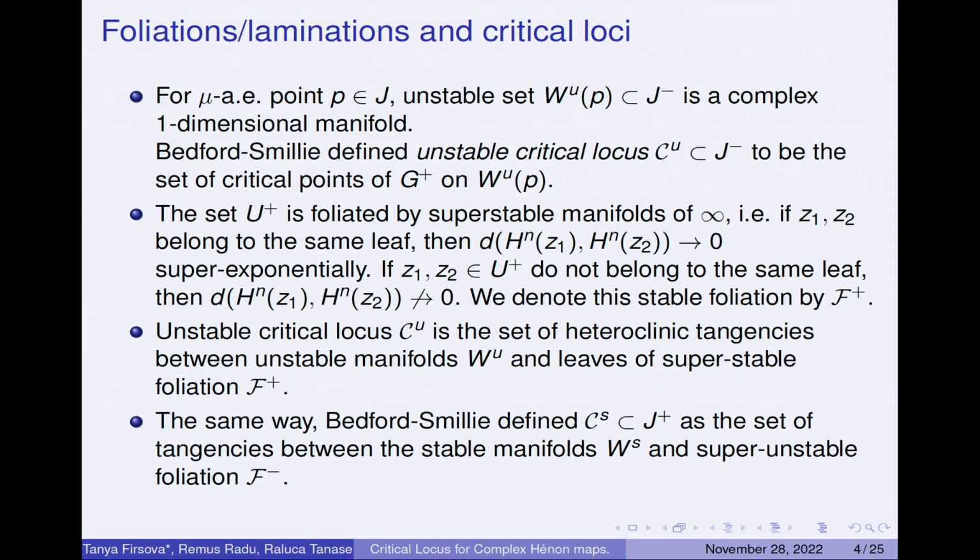And I want to give another description of this unstable critical locus using a foliation of U plus. I'm going to define this foliation in detail later on, but for now I just want to say that there is a foliation of U plus by superstable manifolds. One-dimensional complex superstable manifolds. If two points belong to the same leaf, then they converge superexponentially. If they don't belong to the same leaf, then they do not converge.